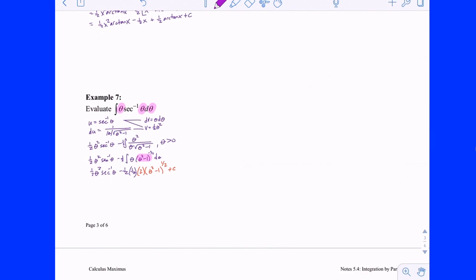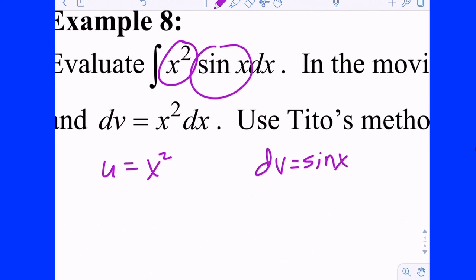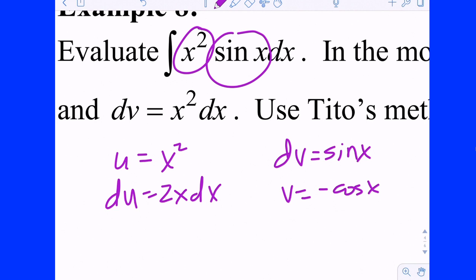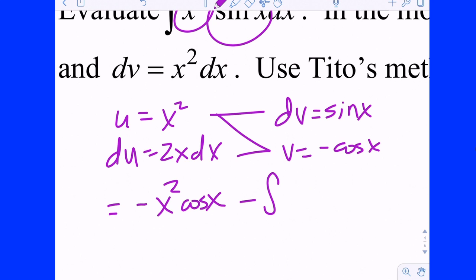Okay, so let's do it for ourselves, using the correct identification here. u is x squared, so du is 2x dx. And v is negative cosine of x. And so using the backwards Zorro, we get it equals negative x squared cosine of x minus the integral of the product along the bottom, which will be a negative 2, so I can make that a plus 2 outside, an x cosine of x dx.